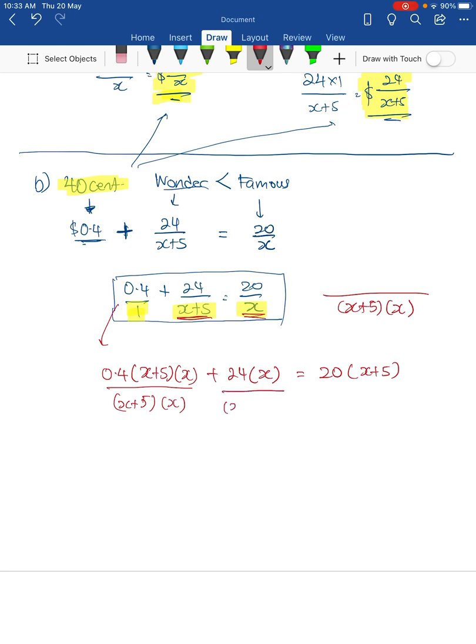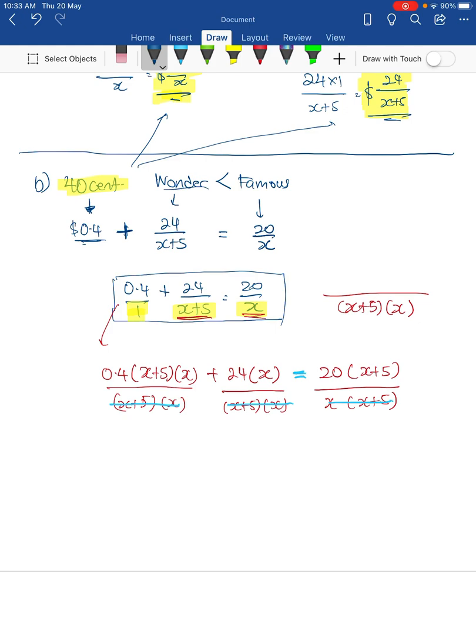Everyone will have this x plus 5 times x, and this will be x times x plus 5. Once they have all the same denominator in the equation format, technically you can just cancel them all together. Therefore we can just focus on the top part.